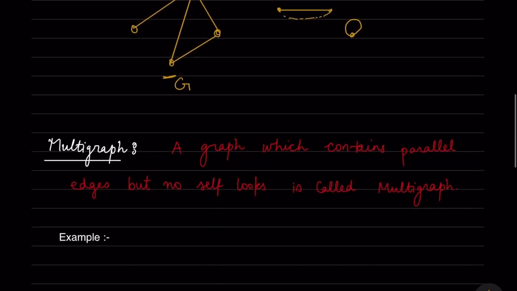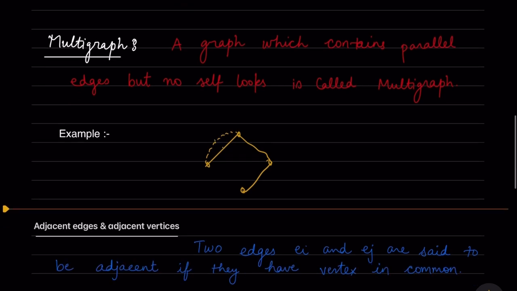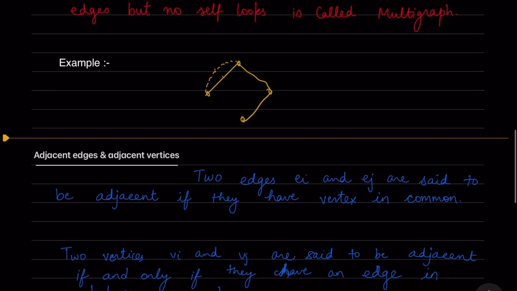Multigraph: a graph which contains parallel edges but no self loop. So this is a multigraph, a graph which contains parallel edges. Here these edges are parallel edges but there is no self loop. So that graph is called a multigraph.